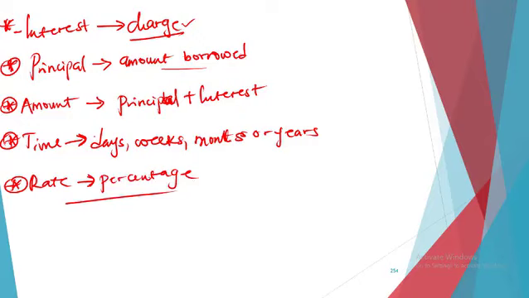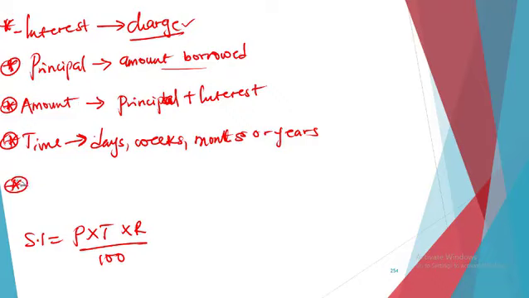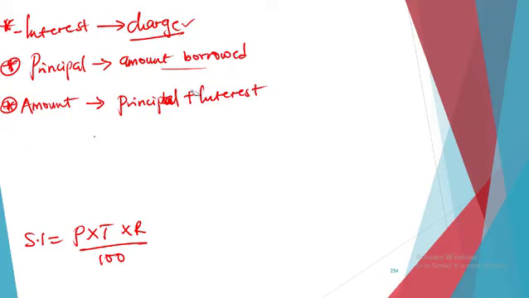So simple interest is the interest due on the original sum. Simple interest is generally given as SI, where the formula is principal times time times rate all over 100. Okay, that's the general formula: principal times time times rate all over 100.